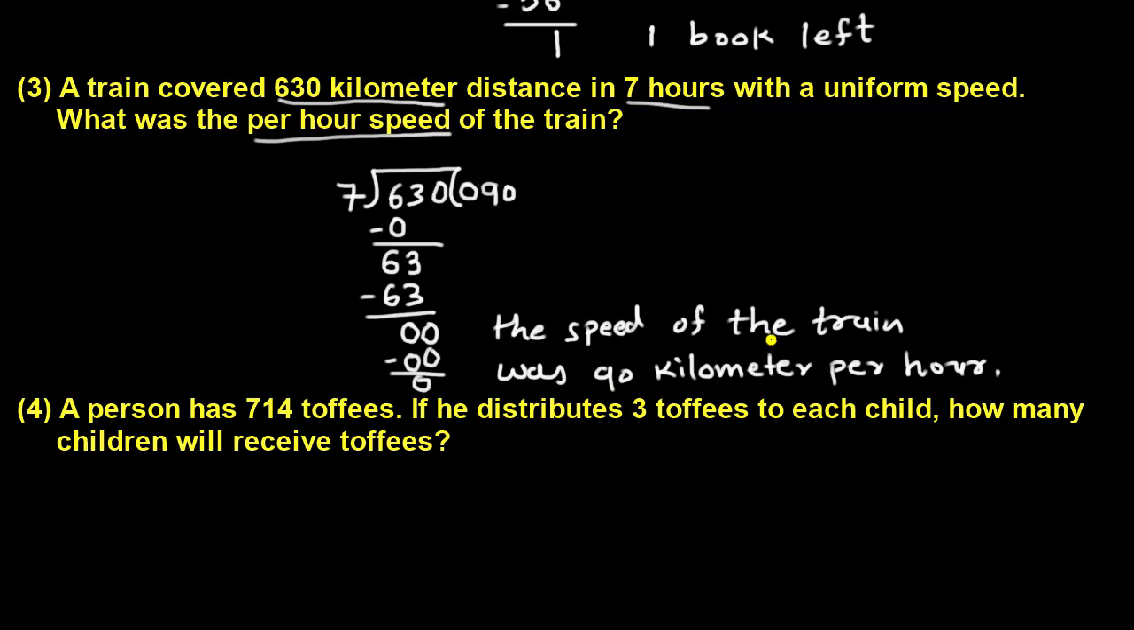And this speed we can denote this way also, 90 kilometer per hour. For kilometer we have written km, and for hour we have written h. So 90 kilometer per hour. Instead of writing per, we can use this symbol to show the speed of any vehicle.